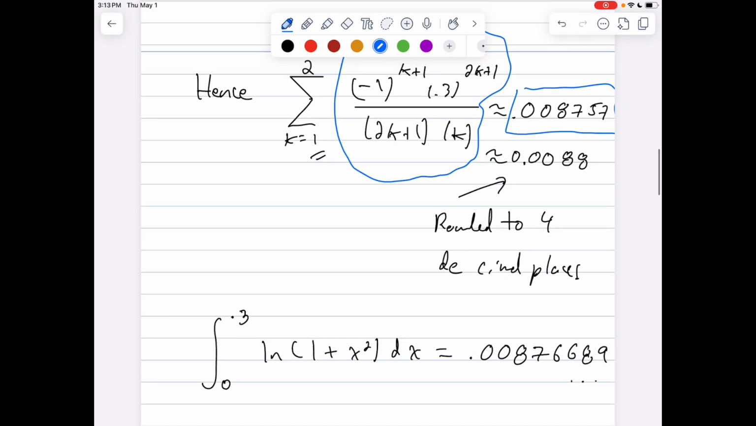Now the exact value of the integral from 0 to 0.3 of ln of 1 plus x squared is approximately 0.008766689. There's an exact value for this. But if you notice the two numbers, if you subtract them, they are within 10 to the negative 4 of each other, those approximations. And that would be it.